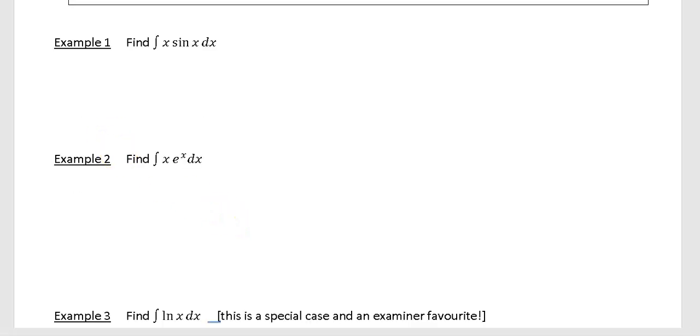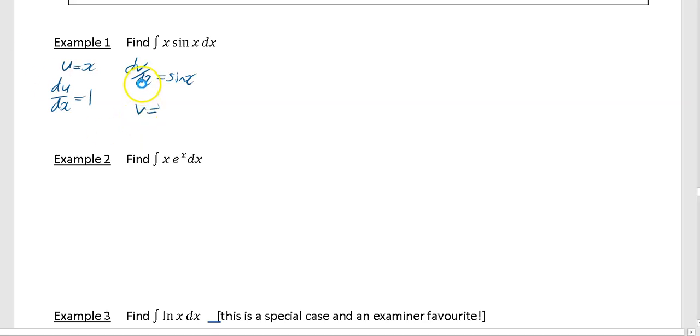Okay, the first example, you've definitely got a product, so you've got your x and your sine x. I'm going to pick my u to be equal to x, and the reason for that is my du by dx is going to be much simpler. It's going to be equal to 1. So if u is equal to x, that leaves dv by dx equal to sine x. To get to v from dv by dx, you integrate with respect to x, so the integral of sine with respect to x is minus cos.